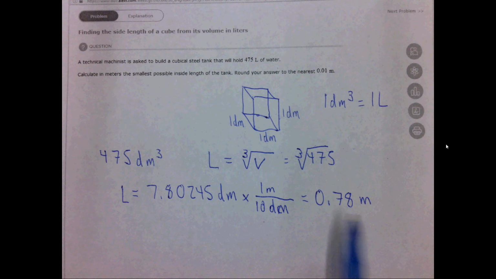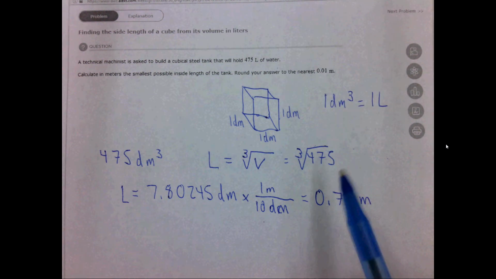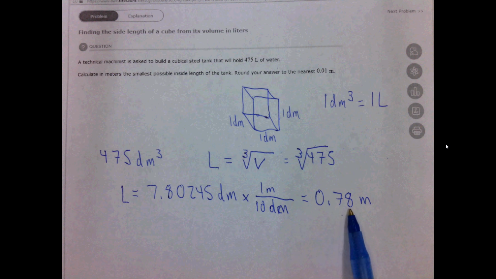I will point out this is not the correct number of significant figures. Based on this number, we could go with one more sig fig, but it does ask us for the nearest hundredth of a meter, so that's why we report to the hundredths place here.